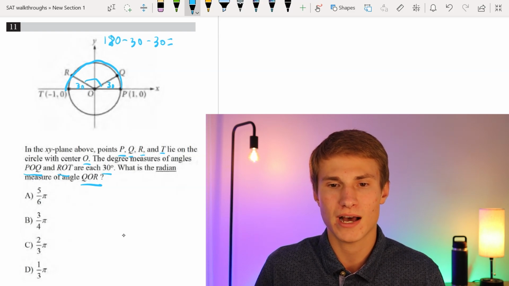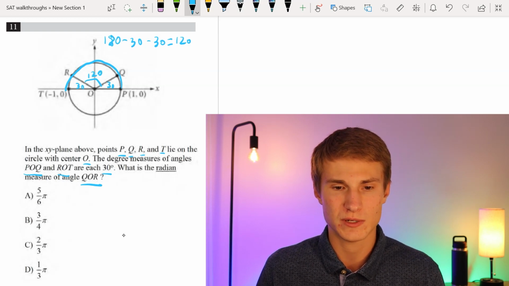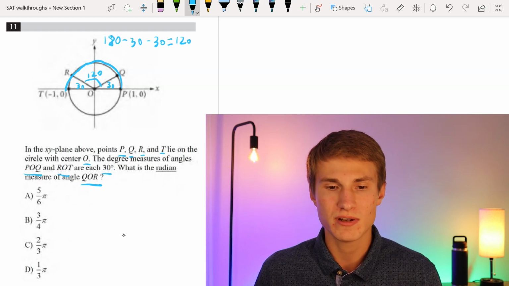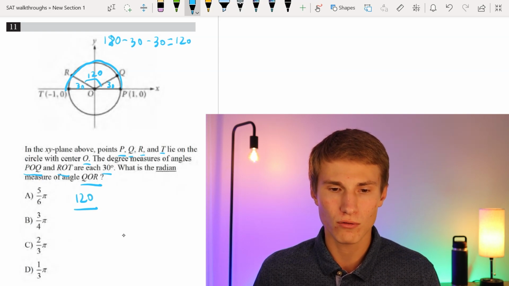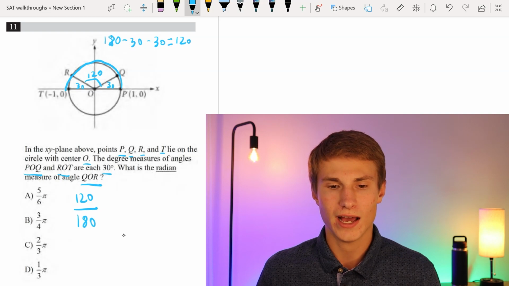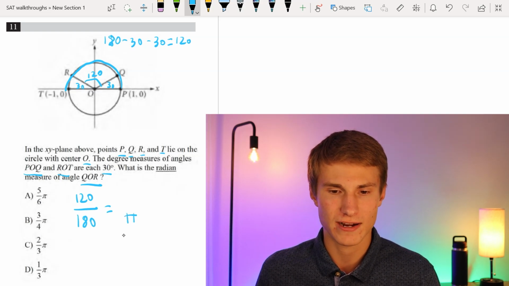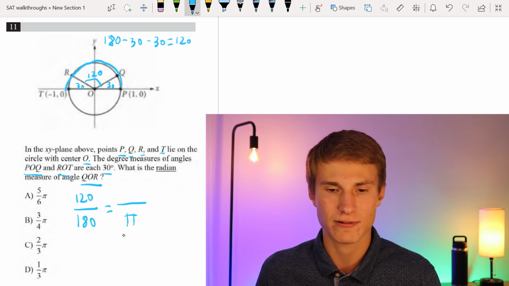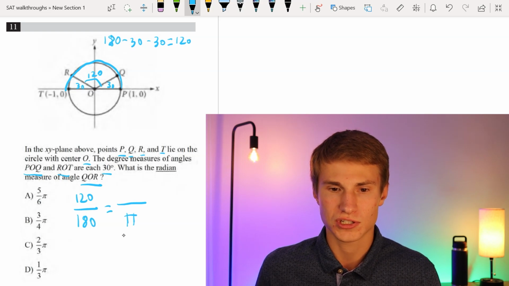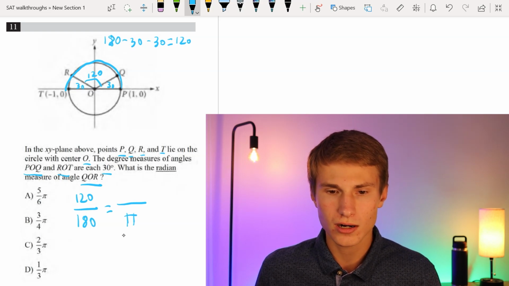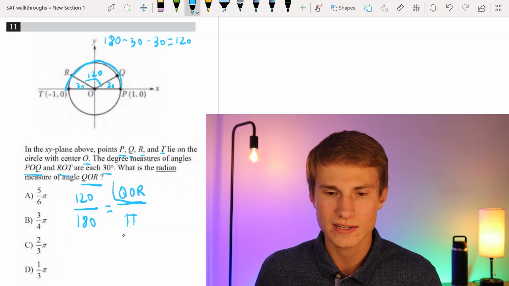And we see that 180 minus 30 is going to leave us with 120. Okay, so now we've solved for the number of degrees. We just got to convert this to radians now. So we know that we have 120 degrees as QOR. Now we're going to go ahead and put that over the 180 degrees that are in a semicircle, but more importantly, we know 180 degrees is equal to pi radians. Now, notice how I constructed this with the variable that I need to solve for, which is the radian measure of QOR, up top. Notice how QOR is in my numerator.